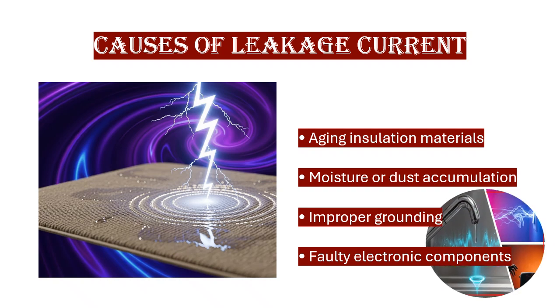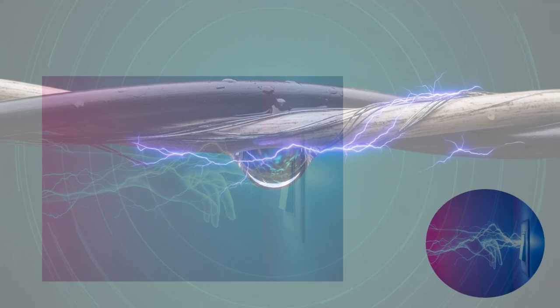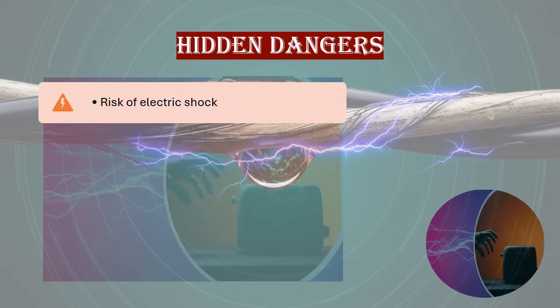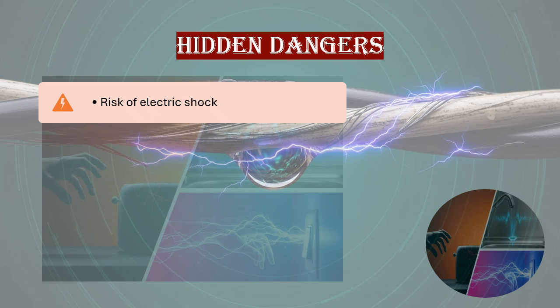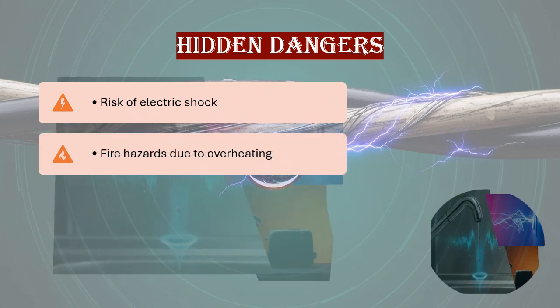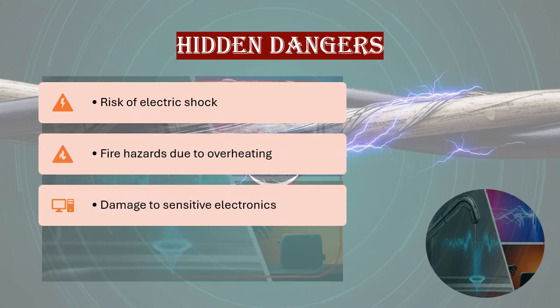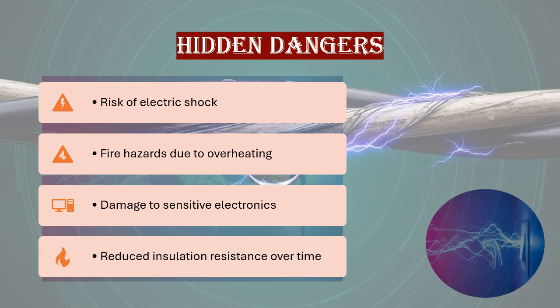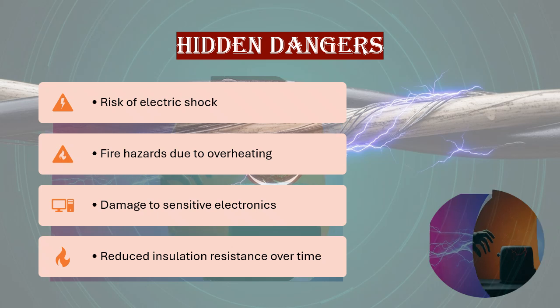Hidden dangers. Leakage current might not trigger alarms, but its effects can be dangerous. It can cause electric shocks, create heat buildup leading to fires, or damage sensitive electronics. Over time, it also weakens insulation resistance, making future failures more likely.